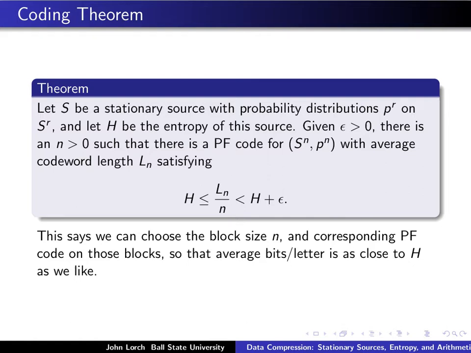And this theorem is telling us that we can choose the block size n and corresponding prefix-free code on those blocks so that the average number of bits per letter, that's this, is as close to the source entropy h as we like.